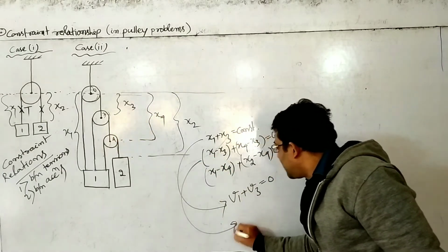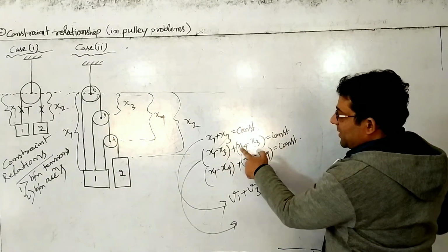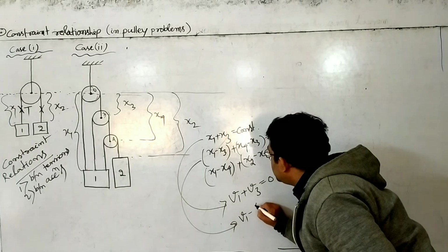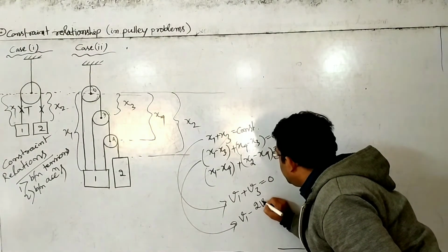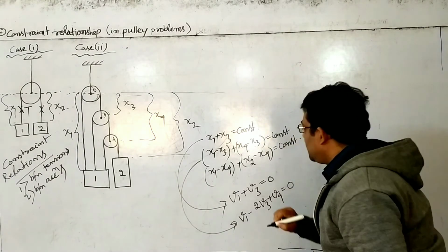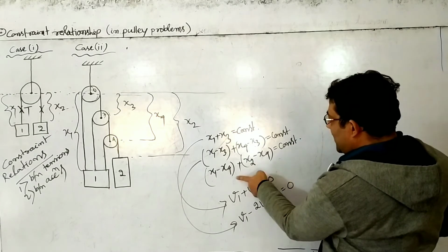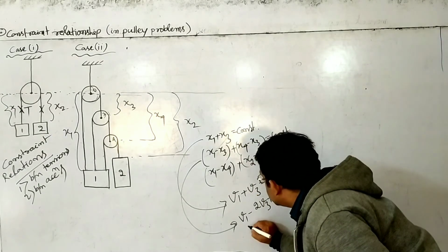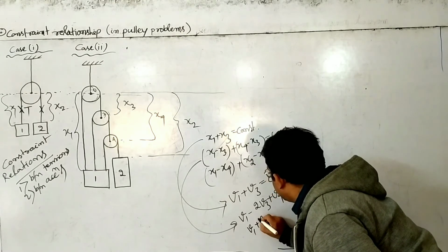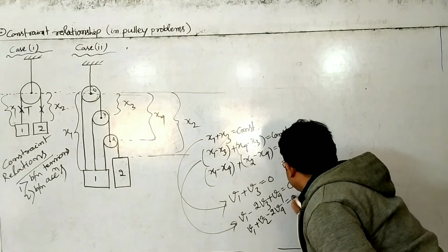Similarly, from here what I can write? See, x1 minus 2x3 plus x4 is equal to constant. So, V1 minus 2V3 plus V4 is equal to 0. And from here, see, x1 plus x2 minus 2x4 is constant. So, V1 plus V2 minus 2V4 is equal to 0.